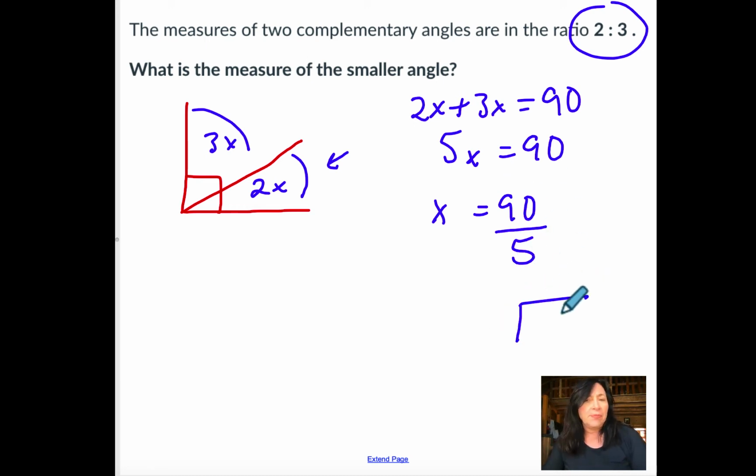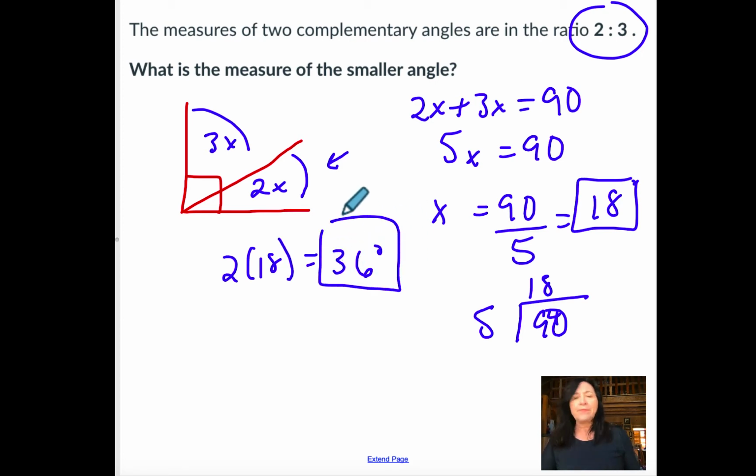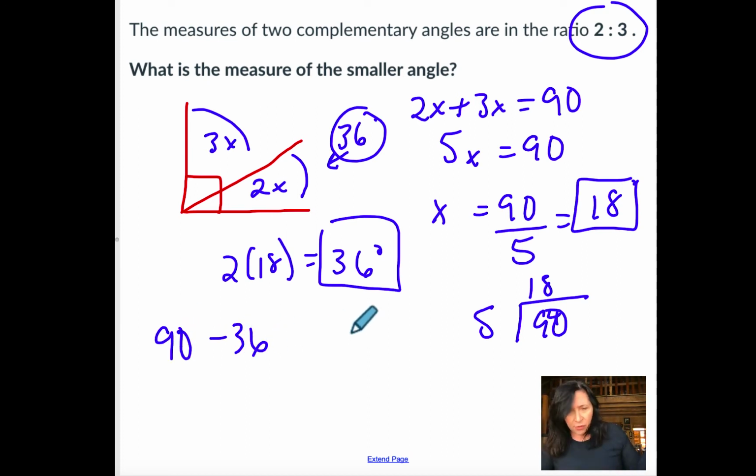So I'm going to just use your calculators, totally fine. 1, 4, right? 5 goes into 40 8 times. This makes 18. Now keep in mind that this answer is not, that's just x. That's not the actual answer. So whatever the value is, this is degrees. So this is going to be 2 times 18, which is 36 degrees. That's my answer for the smaller one, right? And then if I wanted the larger one, I just say 18 times 3, or I could say 90 minus 36. But they didn't ask that. They just wanted the smaller angle.